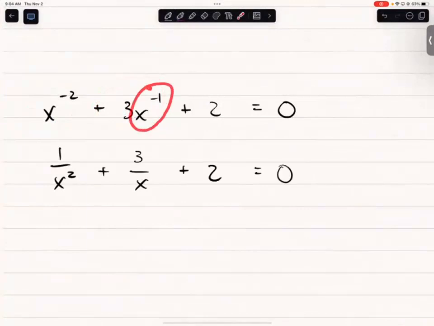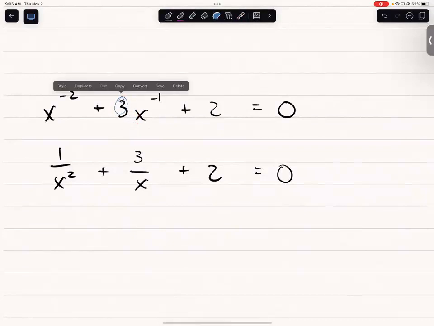The exponent's on the x term there only, not on the whole thing. So the 3 doesn't move with it, right? It's the reciprocal of x, then times 3, or 3 over x, or 3 times 1 over x if you want. Okay, so that's the same thing as this. Now what?